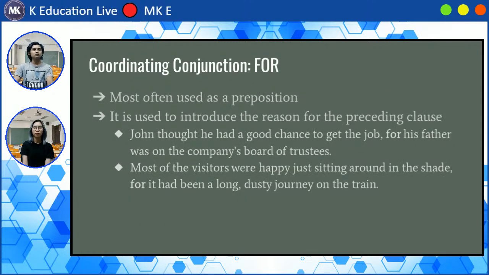Okay, so the next coordinating conjunction is "for". It is most often used as a preposition, and it is used to introduce the reason for the preceding clause. For example, John thought he had a good chance to get the job, for his father was on the company's board of trustees. So it introduces the reason for the preceding clause. And the second example: most of the visitors were happy just sitting around in the shade, for it had been a long, dusty journey on the train.